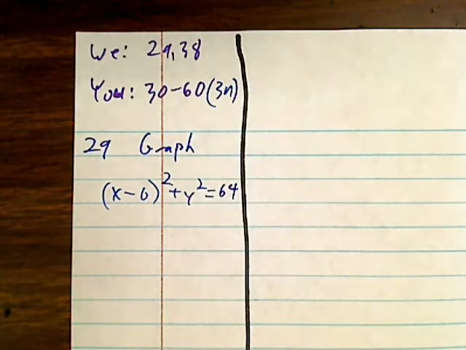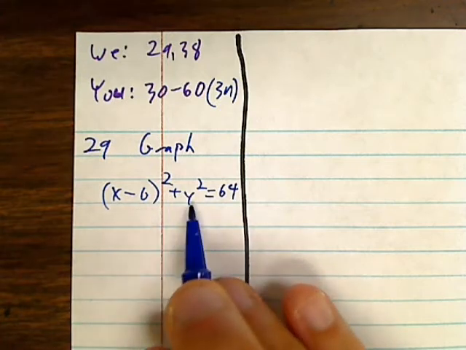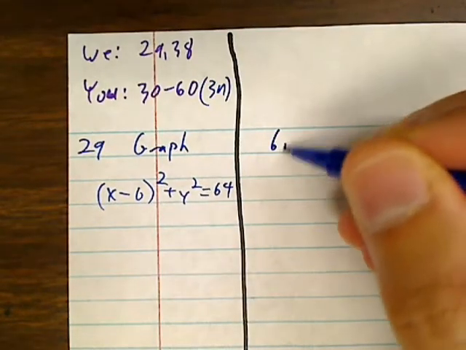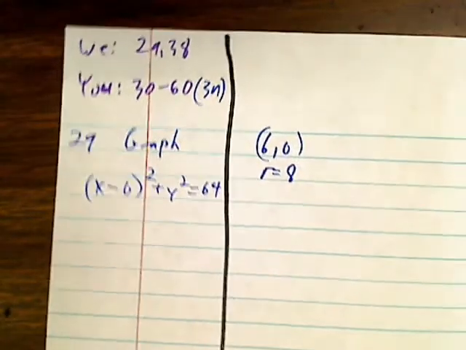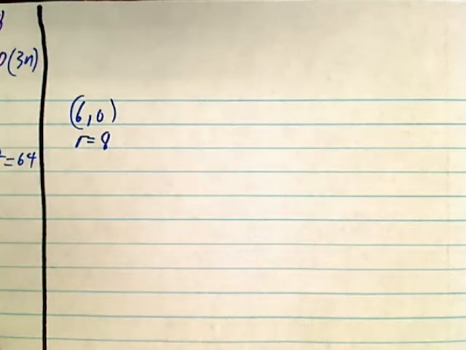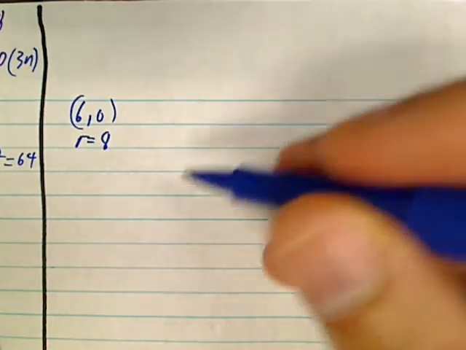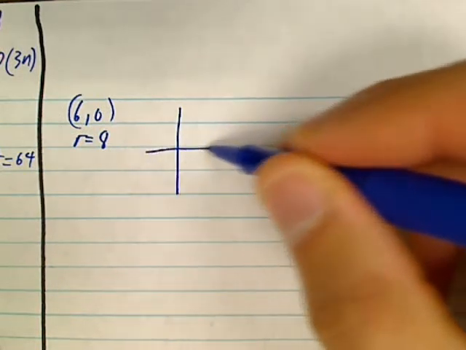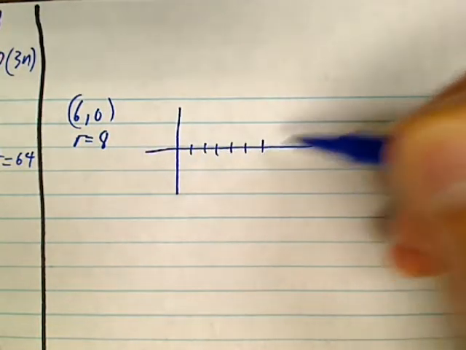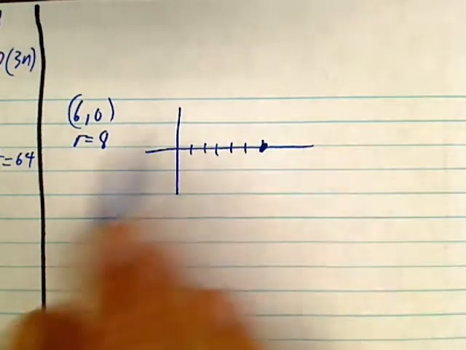Okay, we're back. Let's see how you did. The center is at 6, 0. And the radius is, well, square root of 64 is 8. Okay, those should have come to you pretty quickly after our previous lessons. Okay, so let's see, 6, 0 is your center. And then the radius is 8.